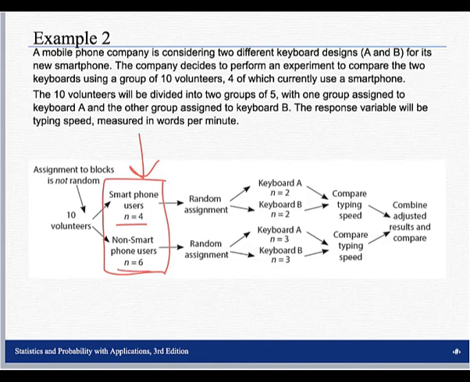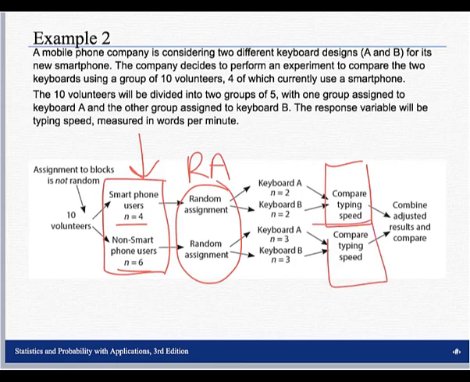Now from here, we have to assign the treatments, and we have to have that random assignment aspect that we've talked about before right here. We put that random assignment. And then we split them into keyboard A, keyboard B, keyboard A, keyboard B. And again, the response variable has to be clear. We compare the typing speeds of each, and then you combine the adjusted results and compare, because now we can clearly see if there really was a difference, taking out the fact they did or did not find a smartphone convenient or familiar. All right, so this is why we block.